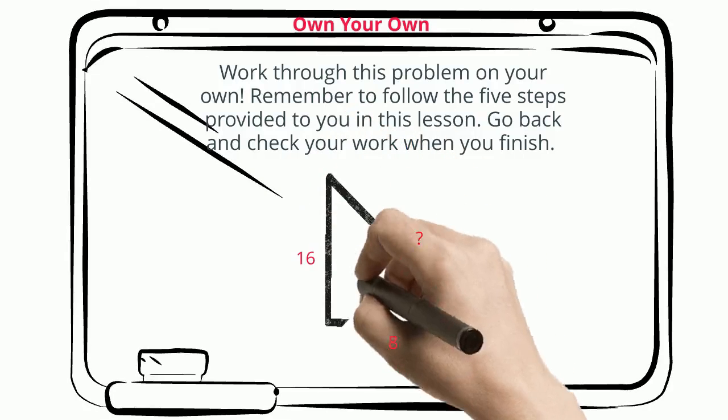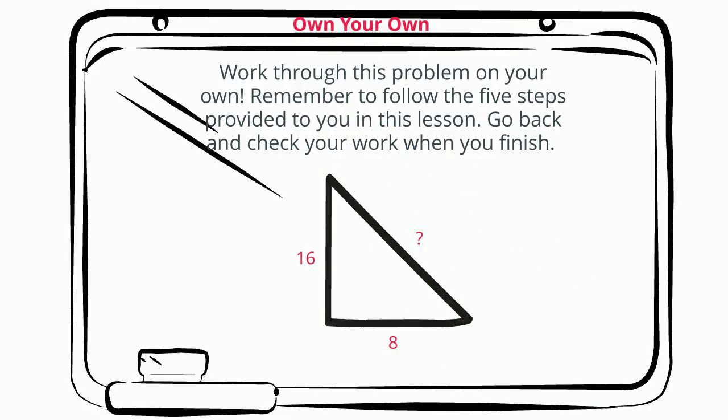This one is your own. Please remember to work through this following those 5 steps you just learned previously a couple slides ago. Go back and check your work, and the final answers will be provided on the last slide.